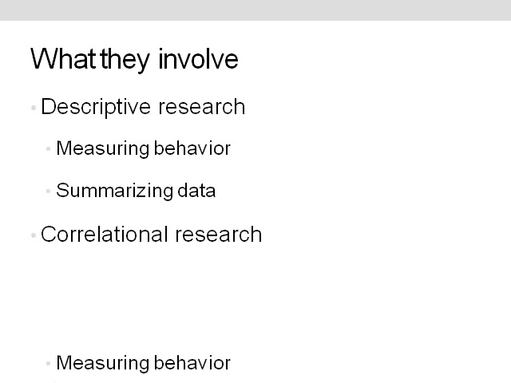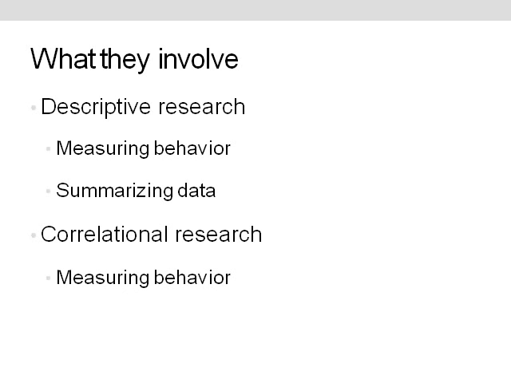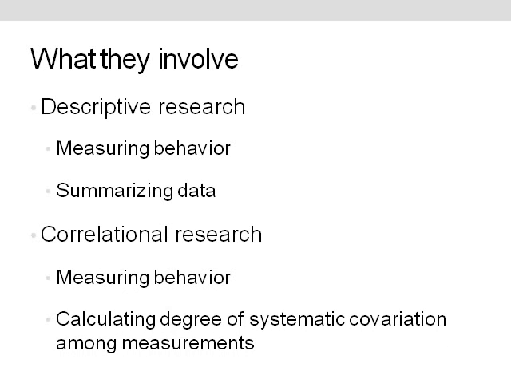Correlation research goes a step beyond that, so it still involves measuring behavior. But now the next thing you do, you measure more than one behavior, more than one variable, right? And you calculate the degree of systematic covariation among measurements. Or you calculate correlations. You calculate relationships. You look and say, okay, if values in one thing change, what happens to values of the other variable?